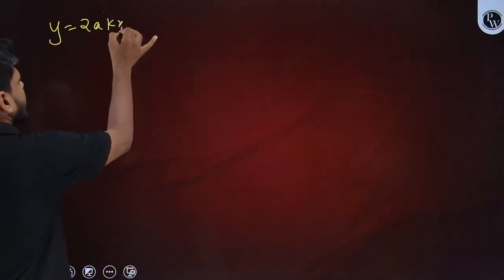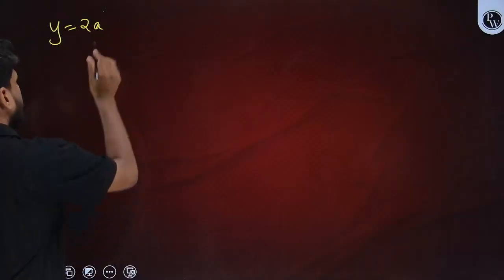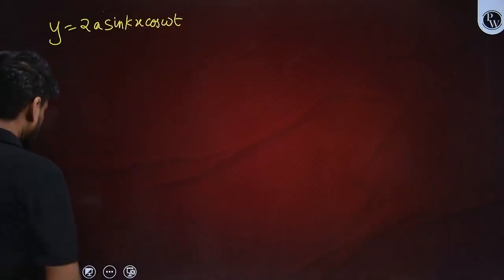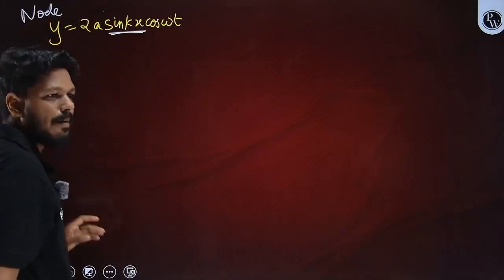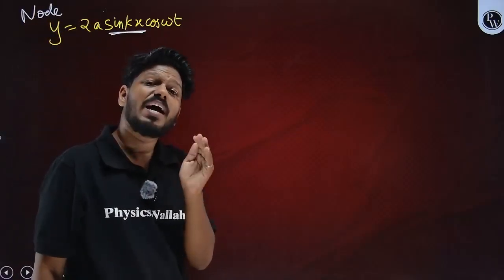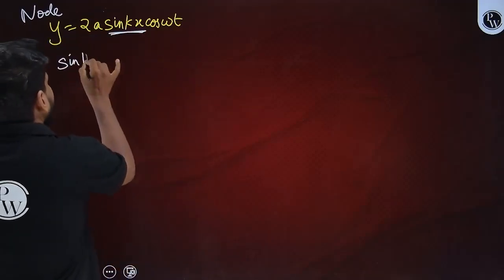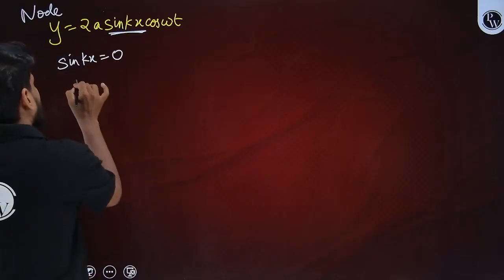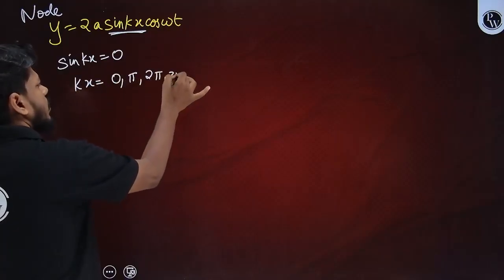So if I take my equation, y equals 2a sin(kx) cos(ωt), I want to find where my amplitude will be 0. In order to get amplitude 0, my sin(kx) value has to be 0. We know the places where sine is 0: 0, π, 2π, 3π, and it goes on.